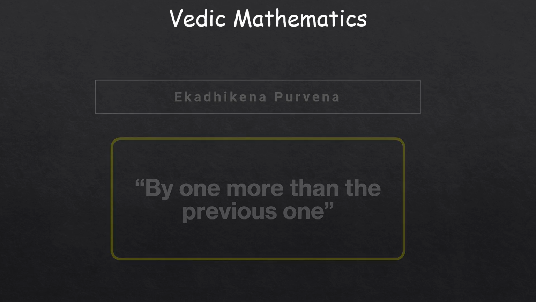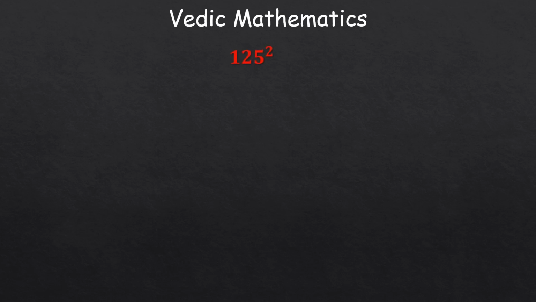So, what will be the square of 125, which has 5 at the end? First, divide it into two parts, where the first part contains all the digits before 5, and the other is the square of 5. Then, by the rule, add 1 to the LHS part.